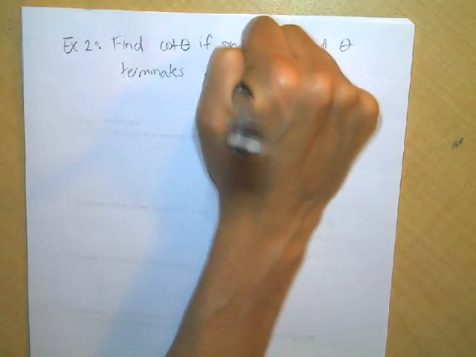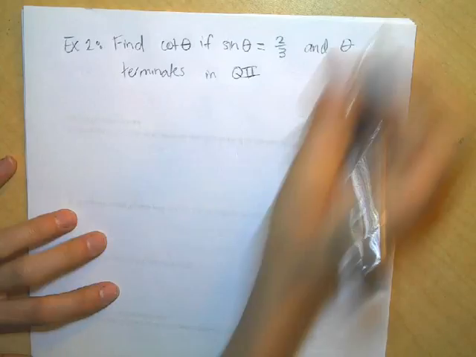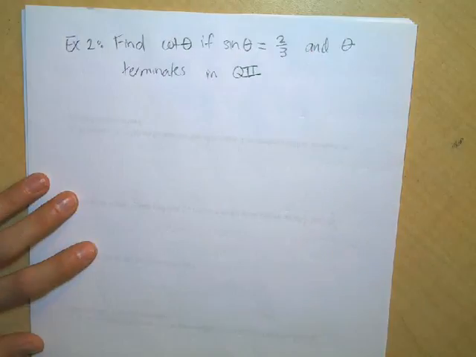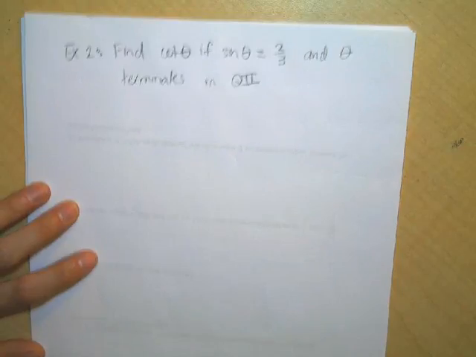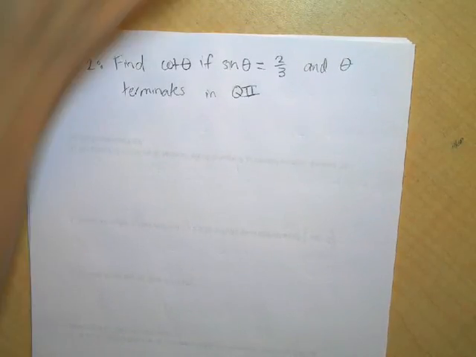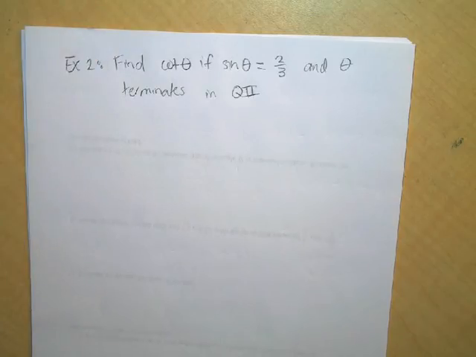Okay? And then I'm going to subtract 4/9 to get rid of the 4/9. So that would be 1 minus 4/9, or 9/9 minus 4/9, which is 5/9.